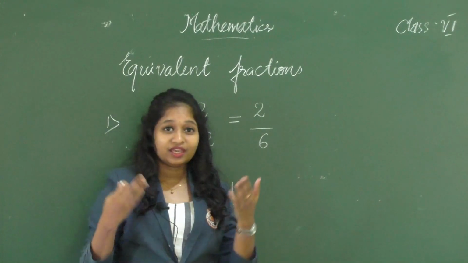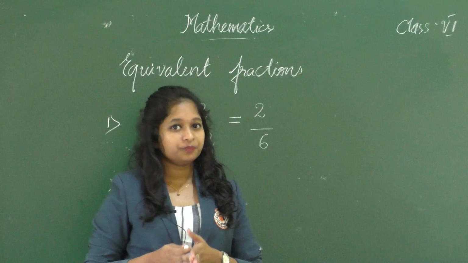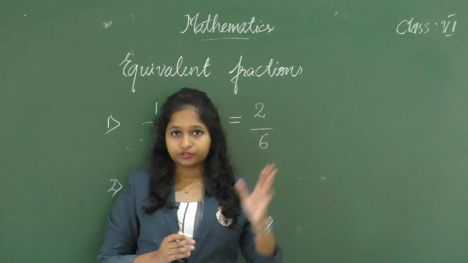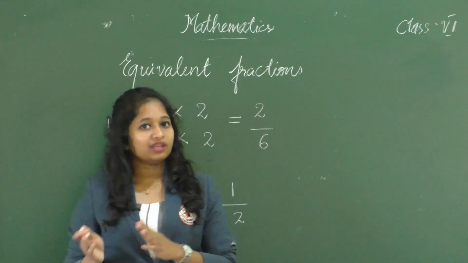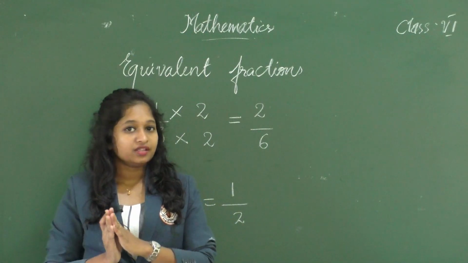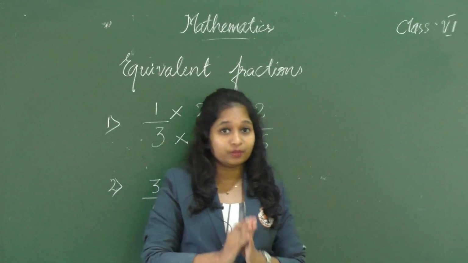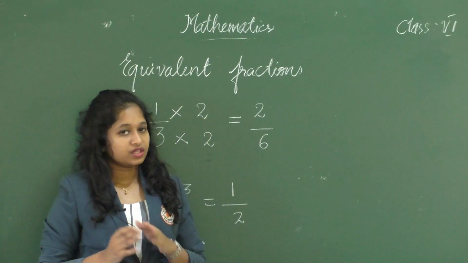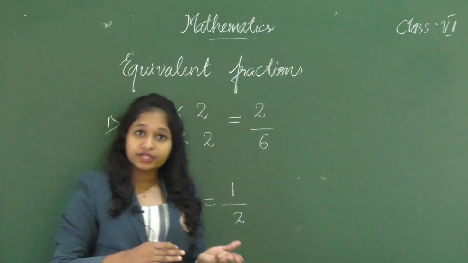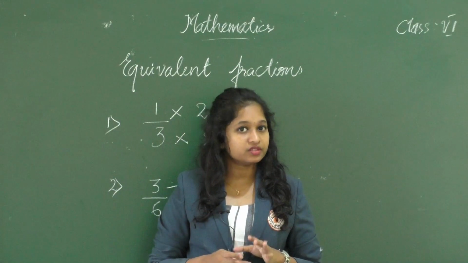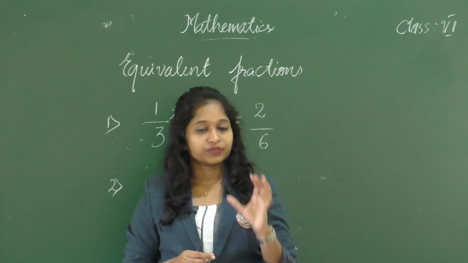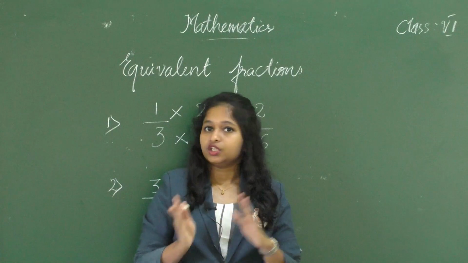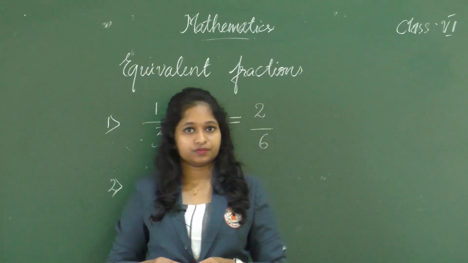So when you get any fraction, you multiply the numerator and denominator of the fraction with any number, and the fraction which you get will be equivalent to the first fraction. Similarly, when you divide both the numerator and denominator by the same non-zero number, you will get a fraction which is equivalent to the first one.